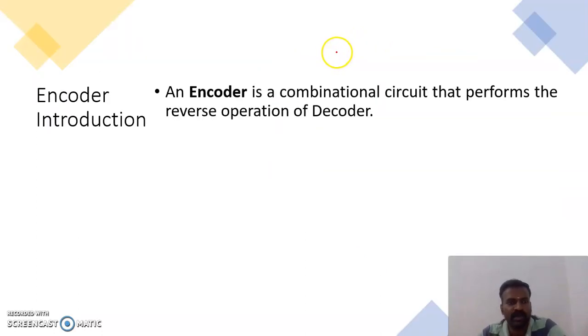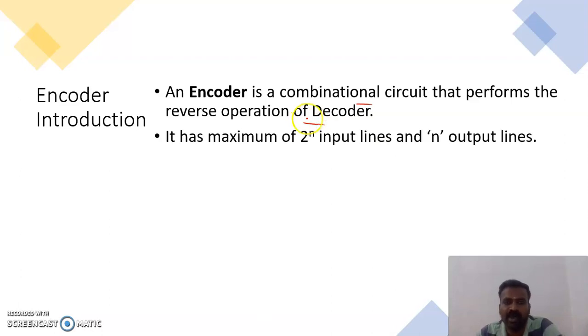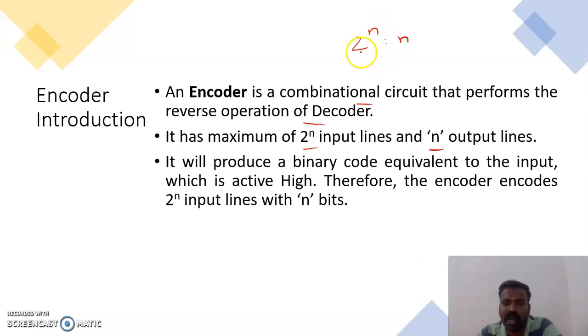So in the introduction part, it is a combinational circuit that performs the reverse operation of decoder. Yes, decoder we will discuss in the later part. So it has maximum 2 power n input lines and n output lines. So input is 2 power n and output is n. Okay. So it will produce a binary code equivalent to the input, which is active high.